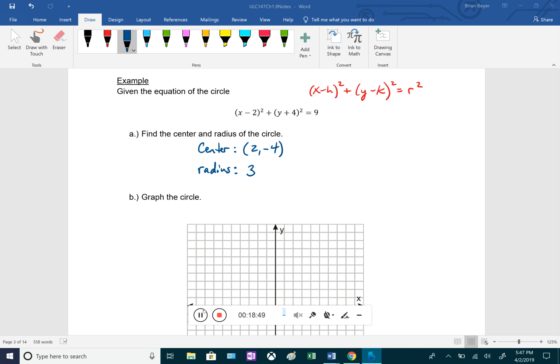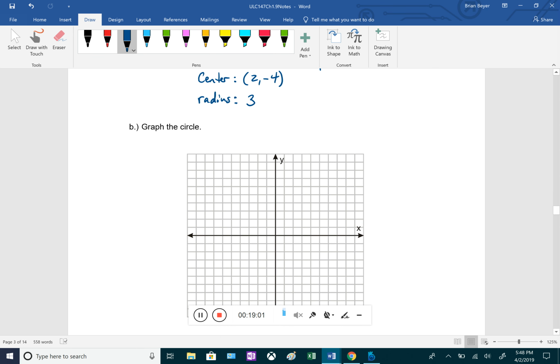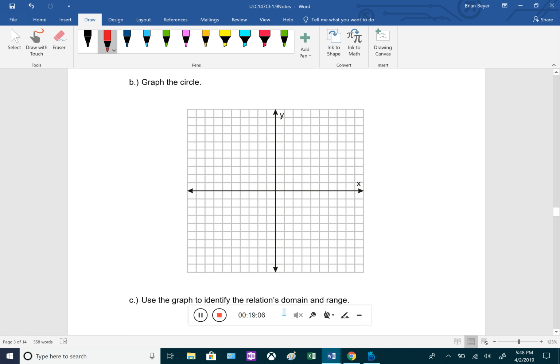Okay, so I'll make a little note that that equals r squared. And now we want to graph it. So the center was 2, negative 4, radius of 3. So we go to the center, 2, negative 4, which is right here. And then it has a radius of 3, so I'm going to go 3 to the right, 3 down, 3 to the left, and 3 up, and then connect them. And it will look like that for our graph of the circle.